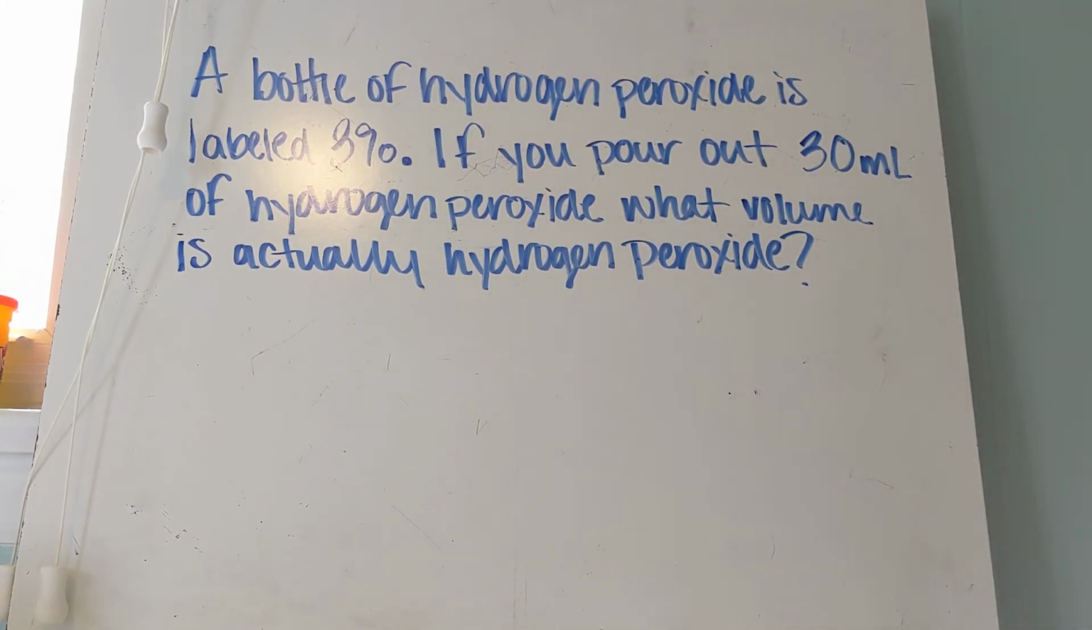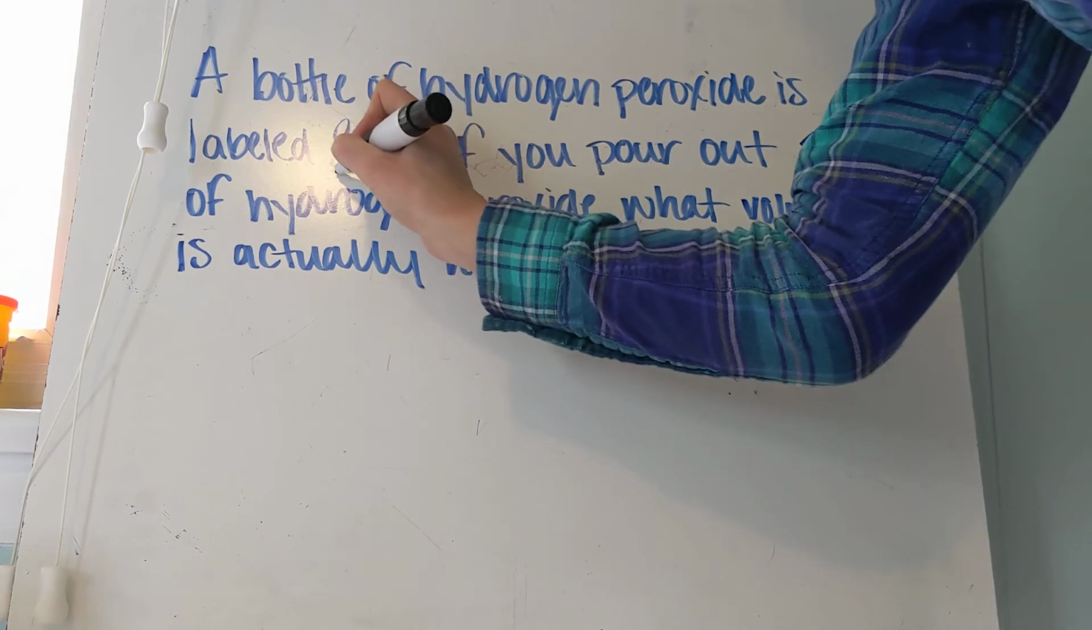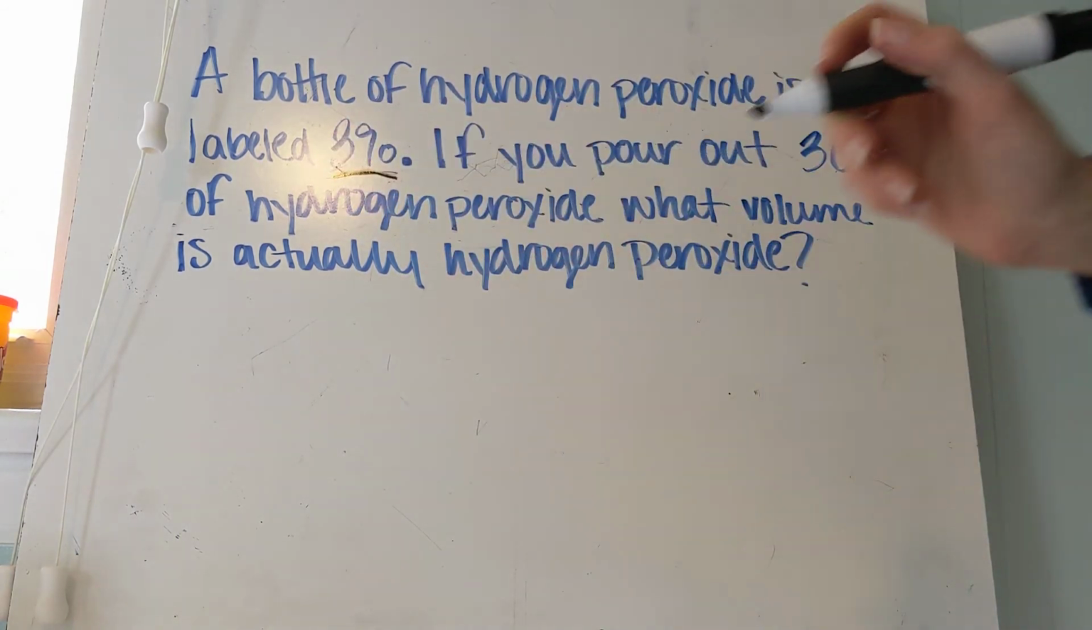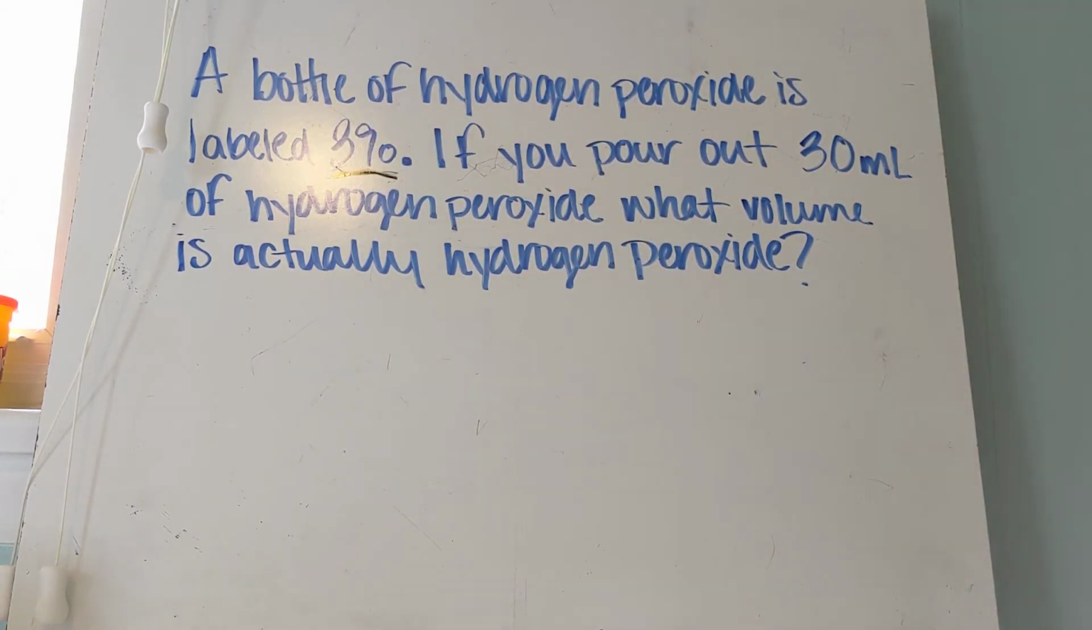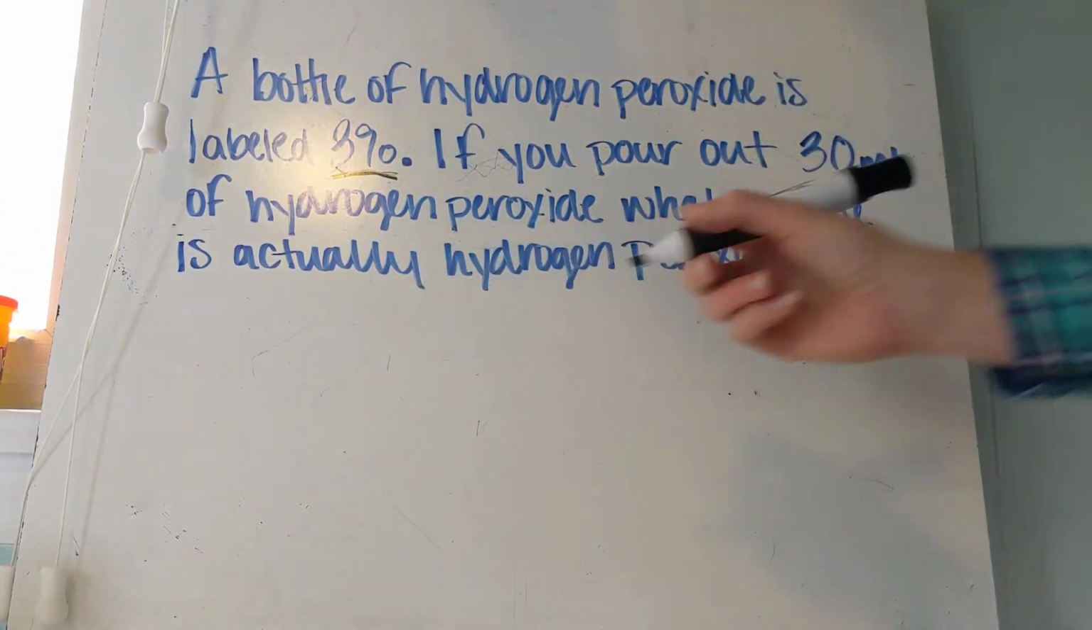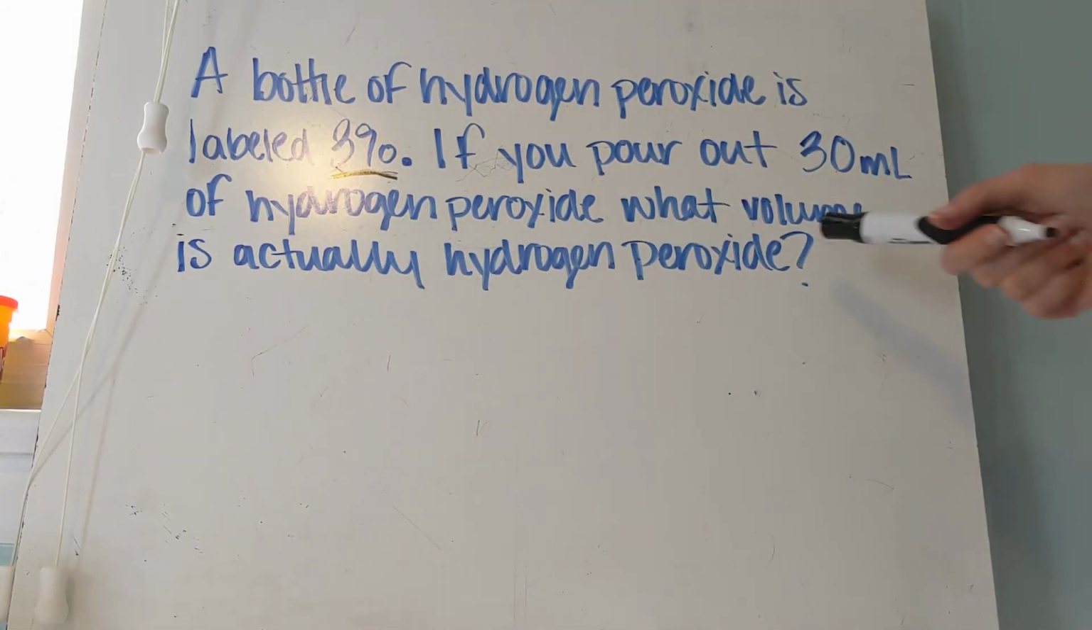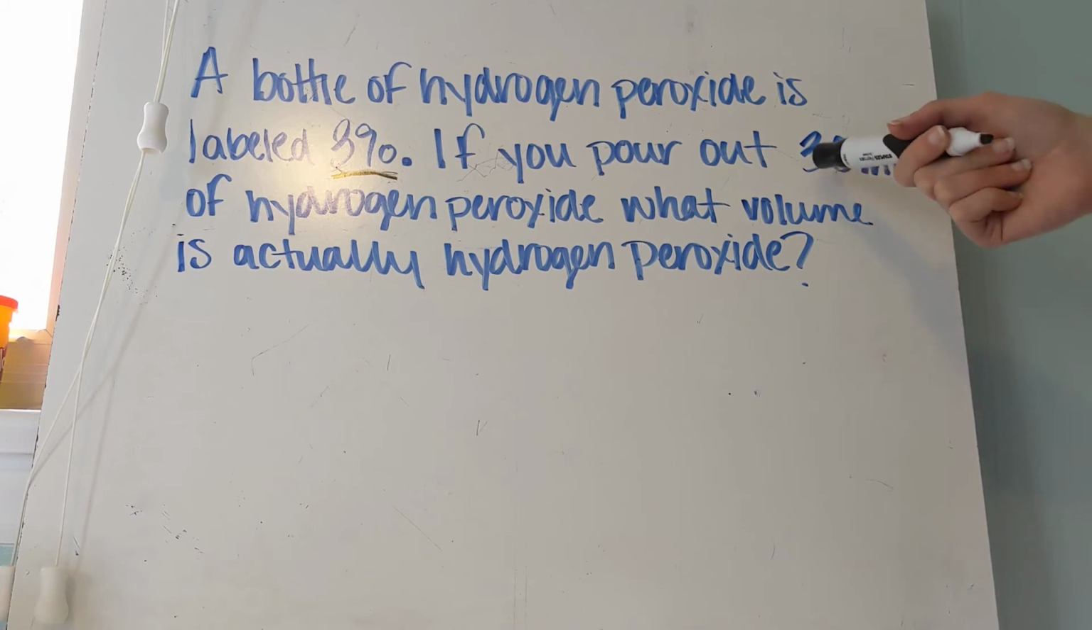Alright. This question says a bottle of hydrogen peroxide is labeled at 3%. So in this case, they're giving us the percent. It says if we pour out 30 milliliters of hydrogen peroxide, what volume of that is actually hydrogen peroxide? Okay, so in this case, we're going to use our formula, percent by volume. And why am I using volume? Well, it wants to know about volume, and it's giving us 30 milliliters.